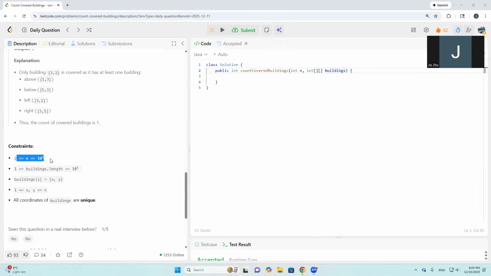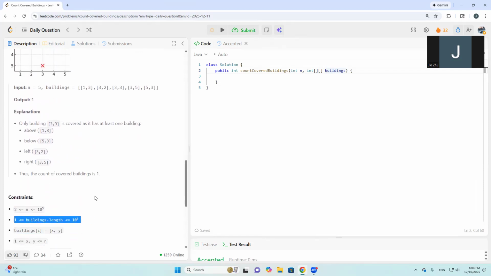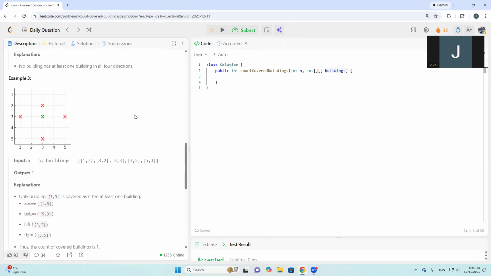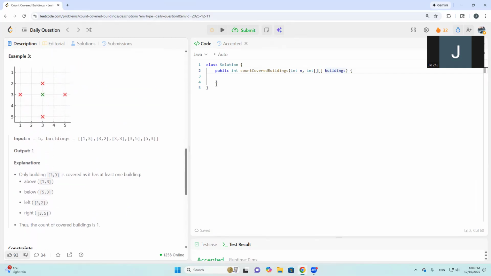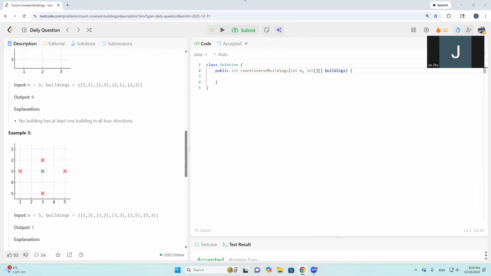Actually, for this n it is 10 to the power 5, and the building coordinates are also up to 10 to the power 5. So that means on average each coordinate will have about one value on x and y. So we can use arrays to do this question. Of course, we can also use maps, but the map data structure is a bit slower. So let's use arrays. We need four arrays.